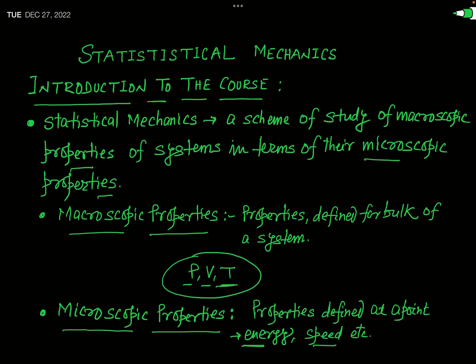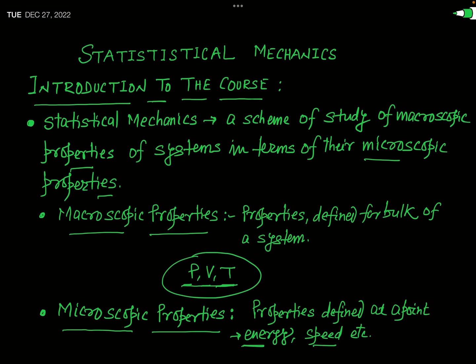In statistical mechanics, we deal with the macroscopic properties of a system like its pressure, volume, temperature, etc. But these properties will be discussed at the microscopic level. That is, these are described in terms of the microscopic properties of the system.